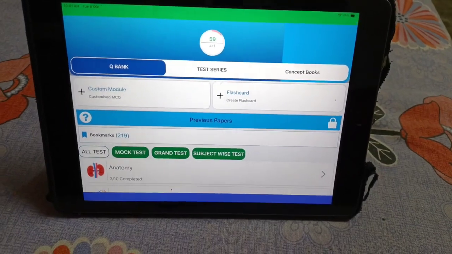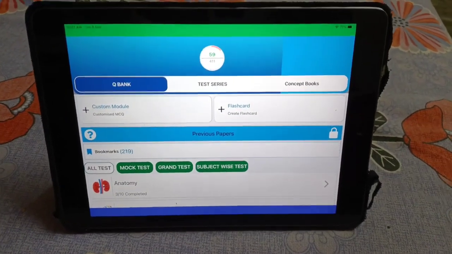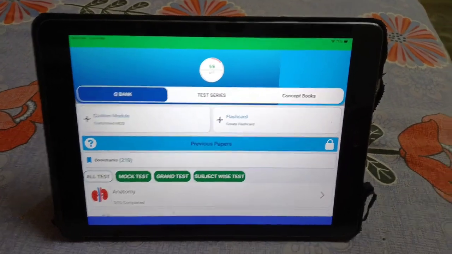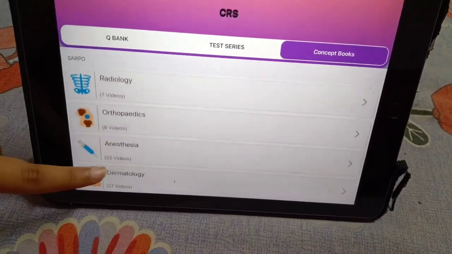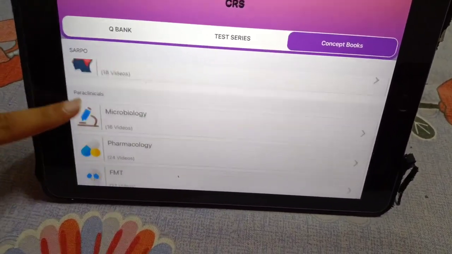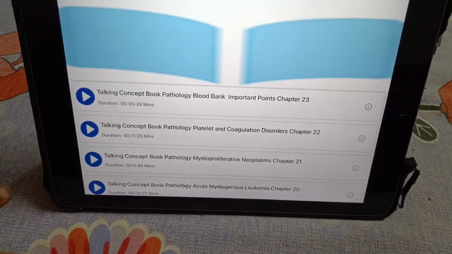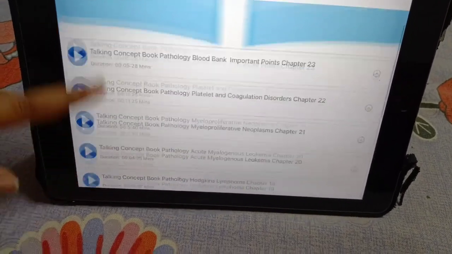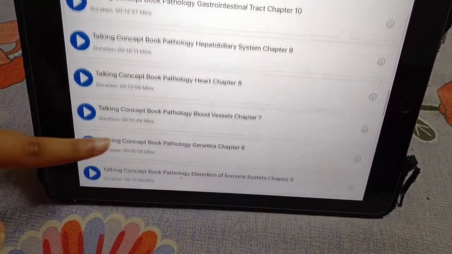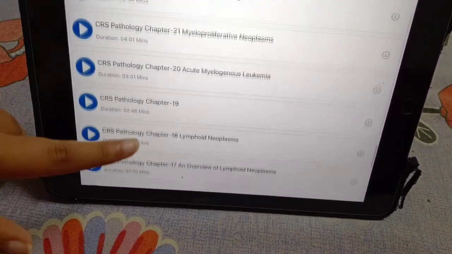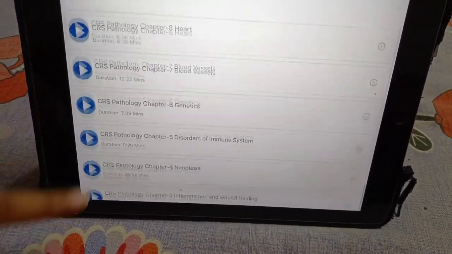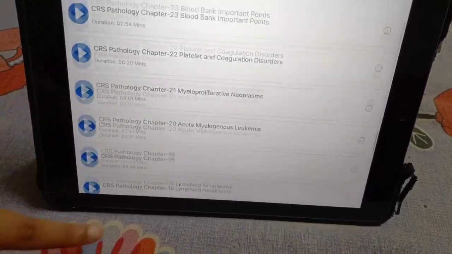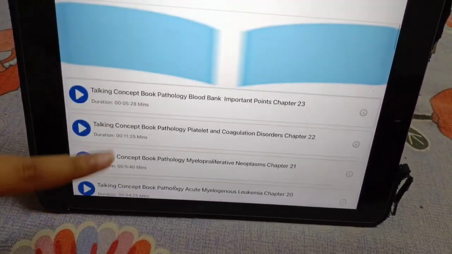Alongside the question bank, we have concept books. There is a hard copy of concept books, and here there are talking concept books. I'll be seeing them now. It has all the subjects like OPTHA, PSM, ENT, then you have surgical subjects, and here are the paraclinical subjects wherein I'll be studying pathology. It has talking concept books of all the chapters, and there are also talking CRs of all the chapters. Now I will be seeing the video of talking concept books of bleeding disorders. So let's get started.